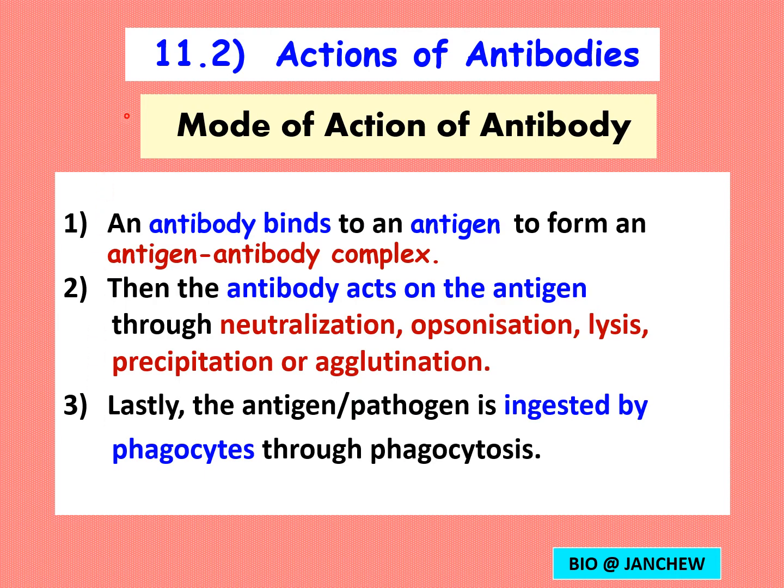Let us go on to discuss subtopic 11.2, the actions of antibodies. So there are a few different types of antibodies with different actions, but the basic mode of action of the antibodies are the same. Firstly, the antibody will bind to the antigen to form an antigen-antibody complex. So the antigen-antibody complex is just a particle that consists of the antibody molecule and the antigen that are bound together. Next, the antibody acts on the antigen through neutralization, opsonization, lysis, precipitation, or agglutination. These are all the different actions of the antibodies.